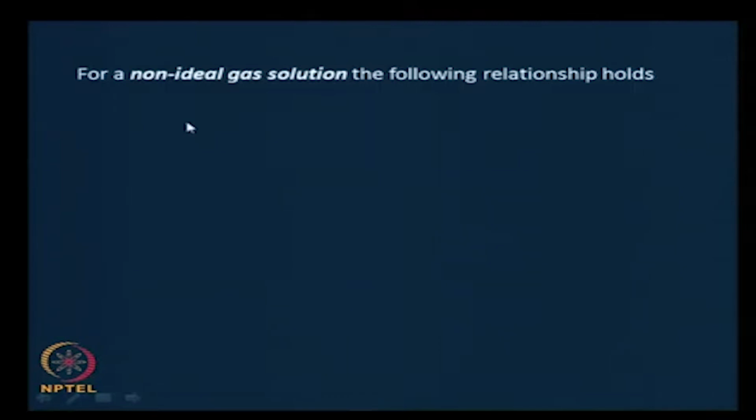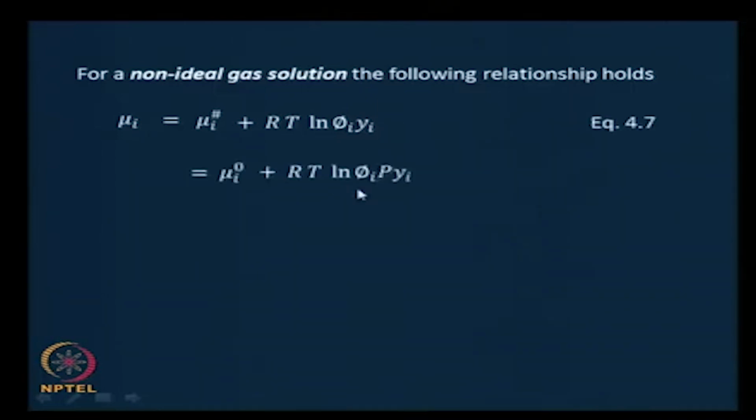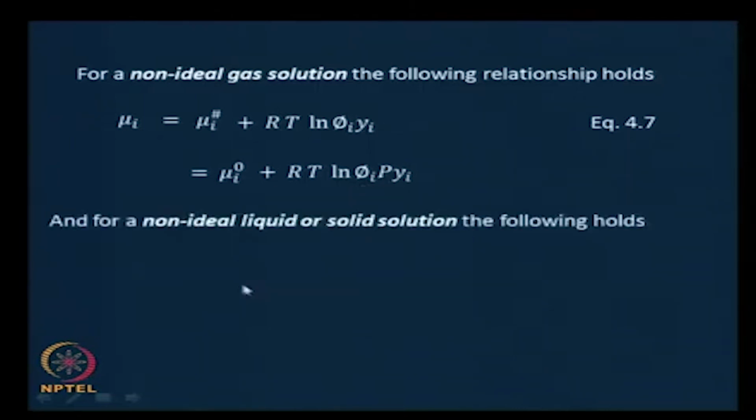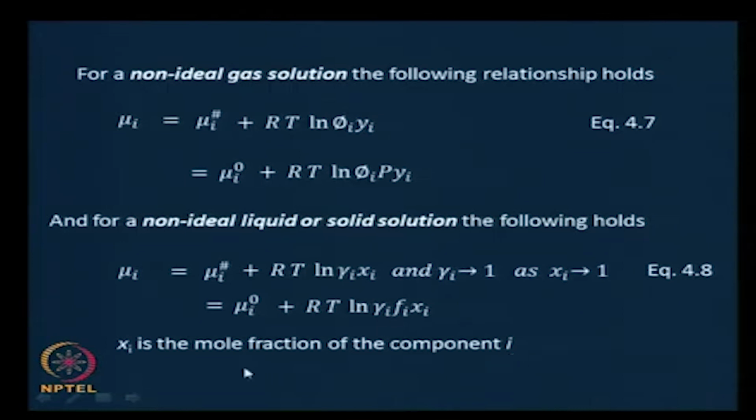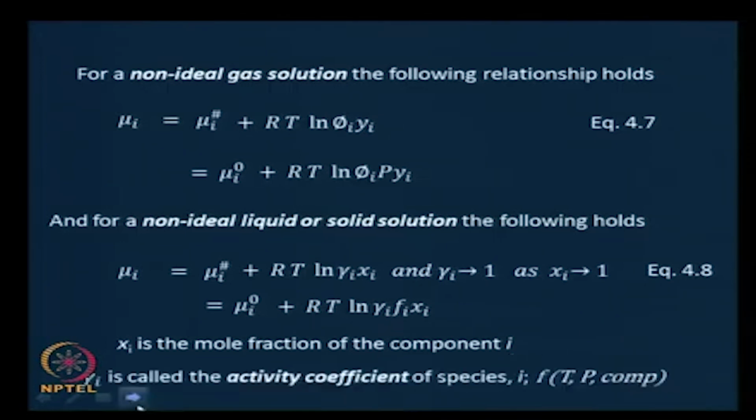For a non-ideal gas solution, we can write mu I equals mu I hash plus RT ln phi Yi, which is mu I naught plus RT ln phi P Yi. And for a non-ideal liquid or a solid solution, you have a gamma coming in: mu I equals mu I hash plus RT ln gamma I Xi, and gamma I tends to 1 as Xi tends to 1, which in terms of the other variables is mu I naught plus RT ln gamma I Fi Xi, and gamma I, the activity coefficient, is a function of temperature, pressure and composition.